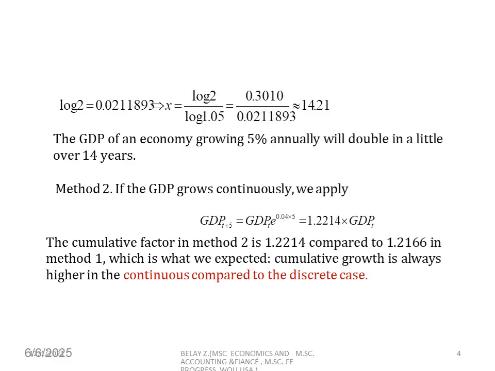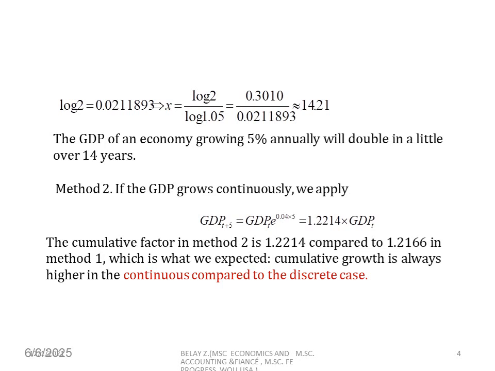Then GDP at time t plus 5, the next 5 years, is equal to GDP at time t times e to the power of 0.04 times 5, which is equal to 1.2214 times GDP. The cumulative factor in method 2 is 1.214 compared to 1.216 in method 1, or the discrete, which is what we expected.